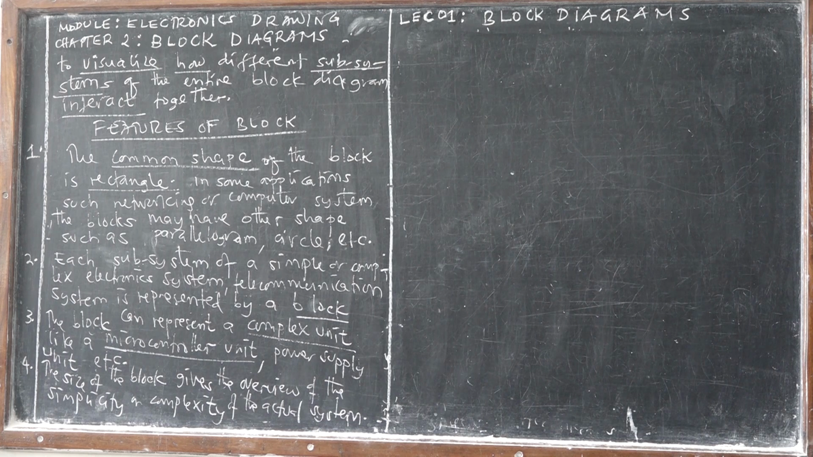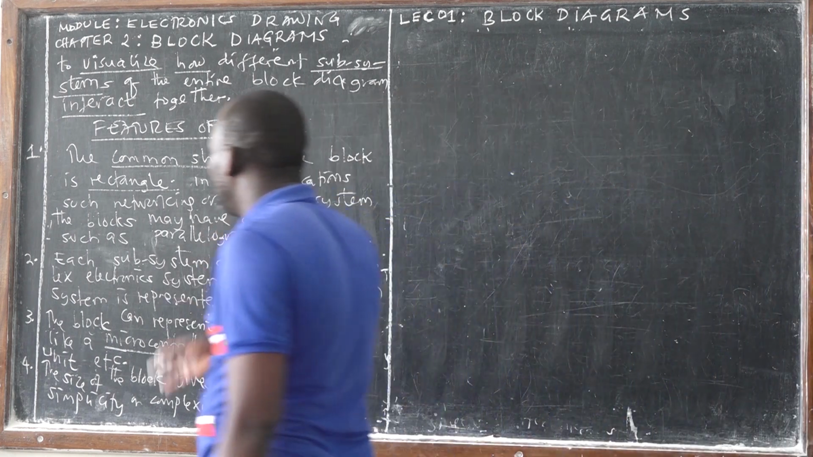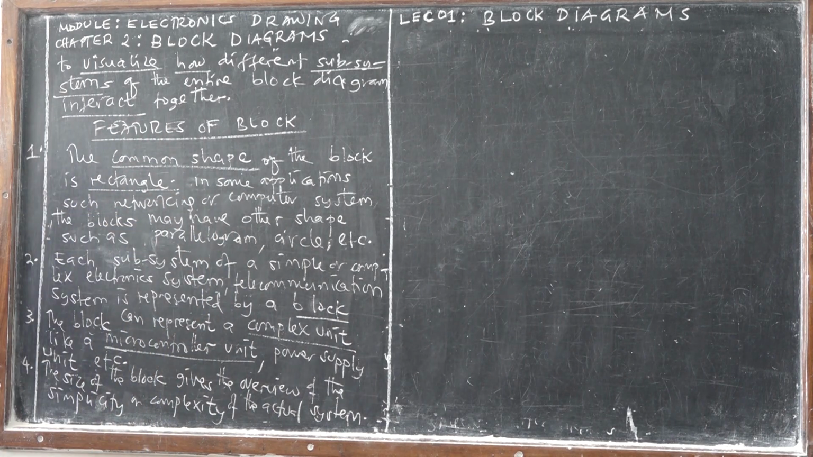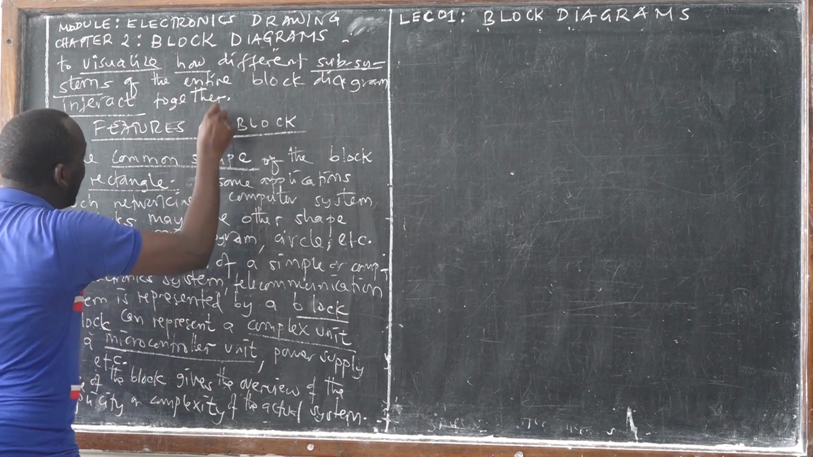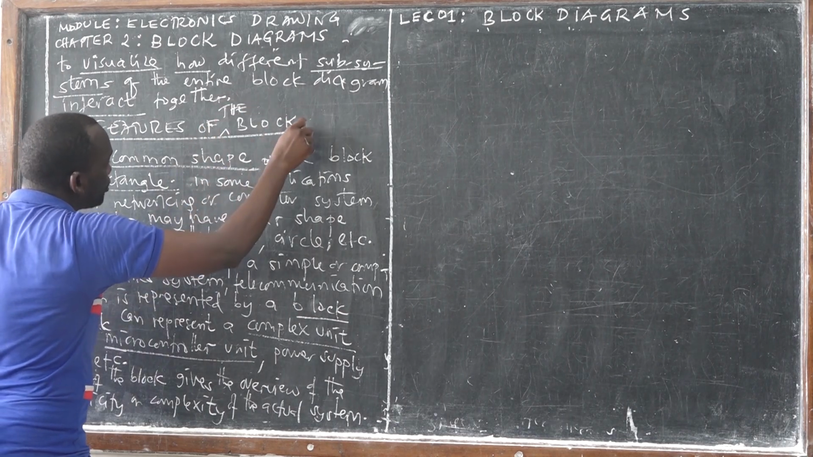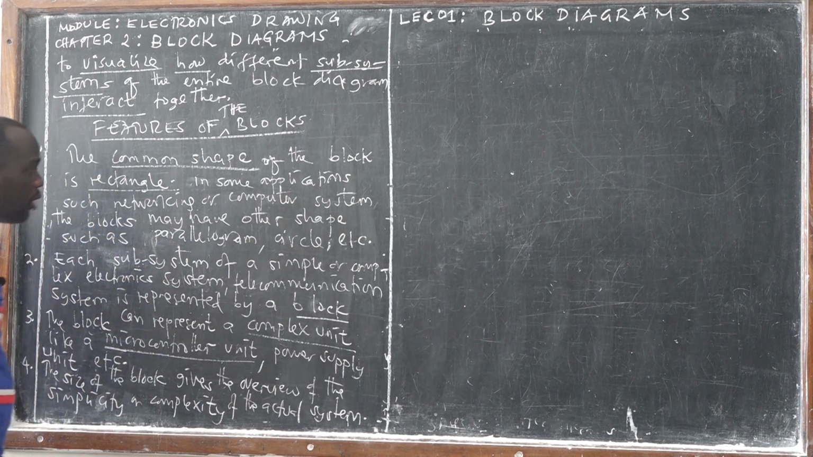Okay, so stop writing for the discussion. We are going to end this class soon. The first feature: stop writing, and listen, because these are very important features. Say features of the blocks. I said listen and look at the blackboard.